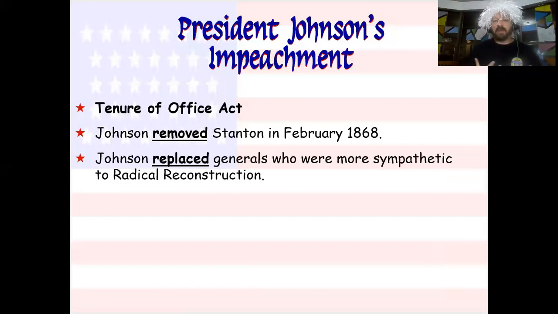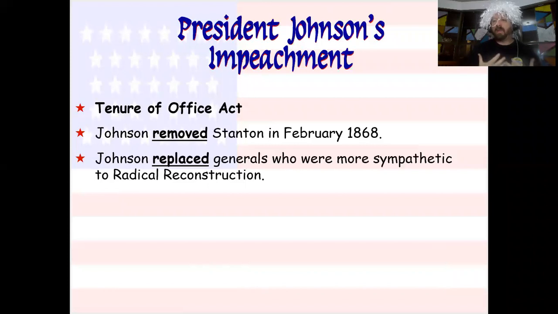Now, the other thing that Johnson was doing that really angered a lot of radical Republicans, he was replacing generals who were more sympathetic to radical Reconstruction. So those generals that were overseeing these military districts, he was moving them on and getting more that were not so radical, more aligned with what he believed. Now, this is well within his rights, right? This would have been as commander-in-chief. This is what his job could be. This is something he should be able to do. This angered a lot of radical Republicans.